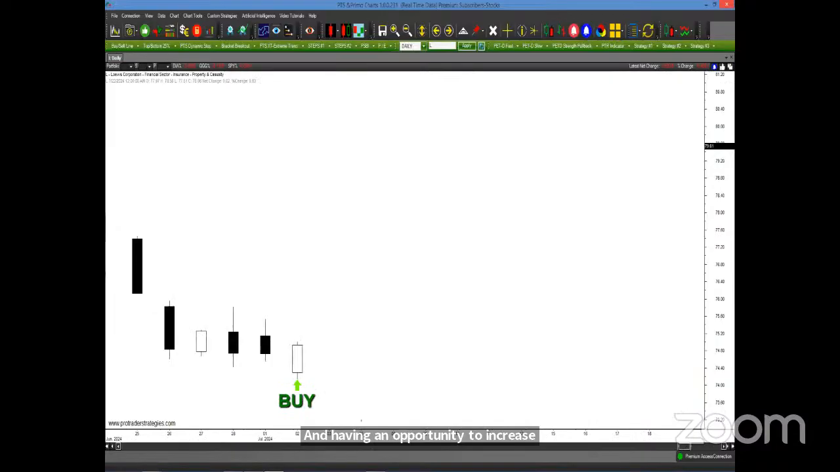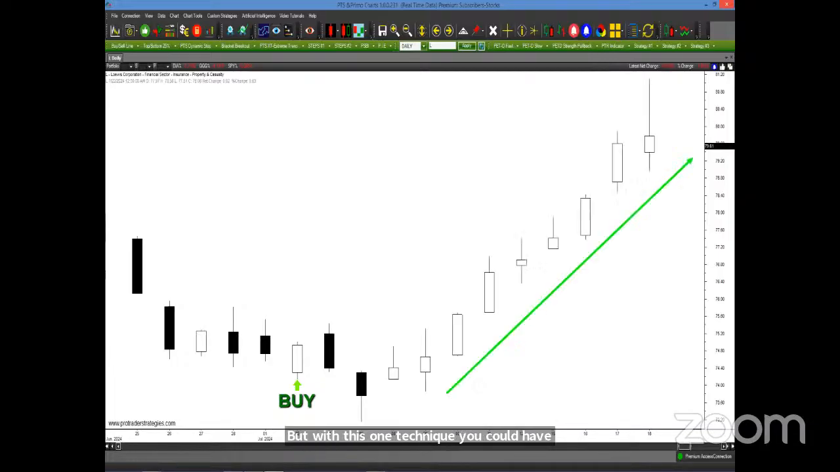One more example, letter L, Lowe's Corporation. A buy signal was generated here. If you traded the way I used to when I first started trading, you would have taken a small loss and said, okay, it didn't work out. That's okay, I didn't lose a lot. I'll look for another stock, I'll look for something else to trade. But with this one technique, you could have turned this loss into an actual winner. You'll learn exactly how to do that in the course.